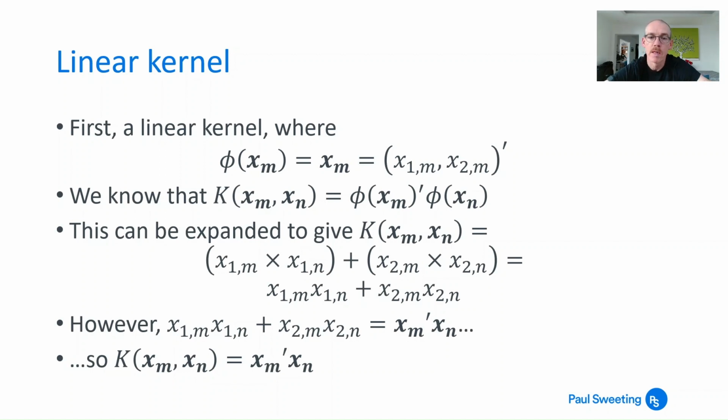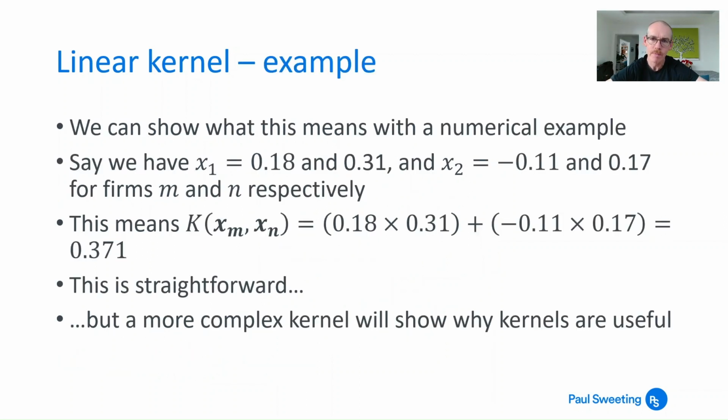The x1 for m and n multiplied, x2 for m and n multiplied, which gives you x1m x1n plus x2m x2n. But we also know that x1m x1n plus x2m x2n is just equal to xm transpose xn. That is equal to the dot product of those two vectors. So in this case, k(xm, xn) is just equal to xm transpose xn. Now this is a trivial example, I know, but it's just showing you what we're doing. So when we move on to something a little bit more complex, you'll see the methodology that we use to get there.